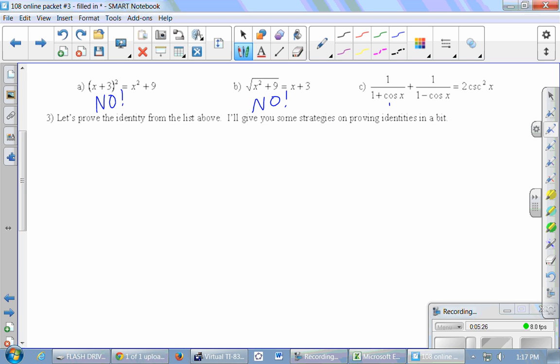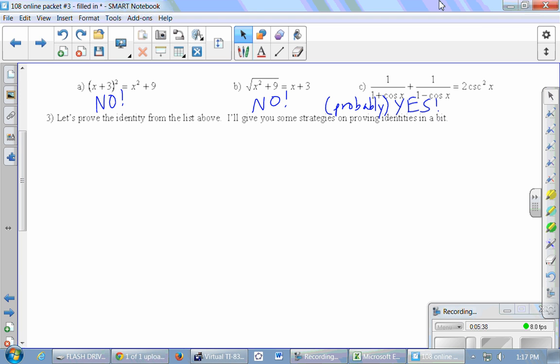This one is yes, the two graphs looked exactly the same. All right, the mathematician in me says, well, we can't know it's exactly the same just looking at the picture, but probably yes. 3, let's prove the identity from the list above. I'll give you some strategies on proving identities in a bit.